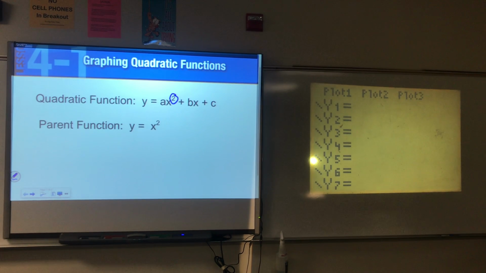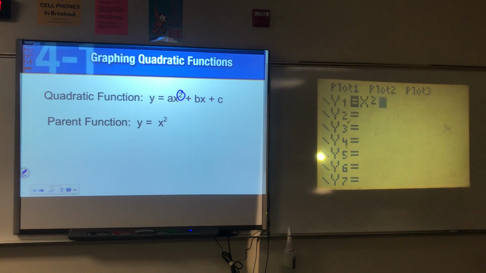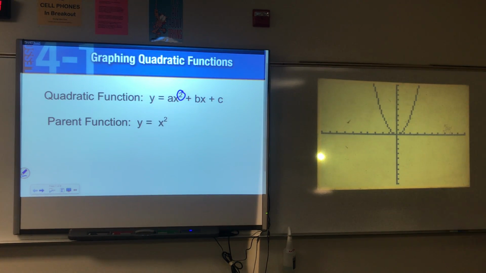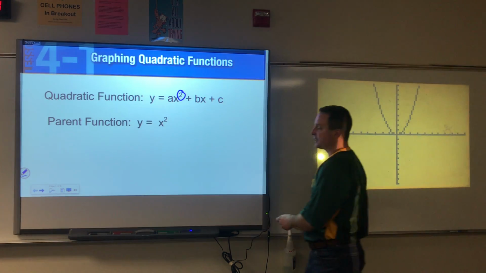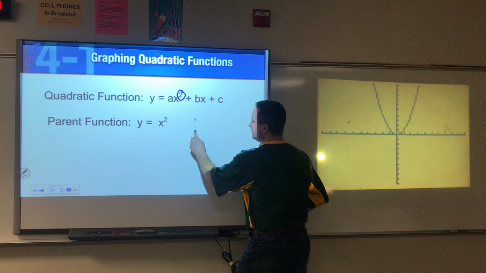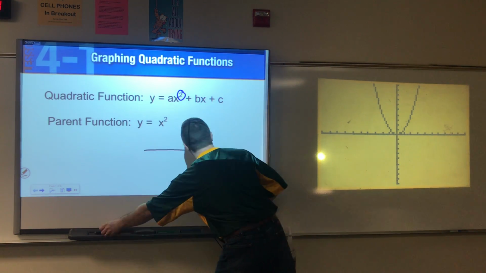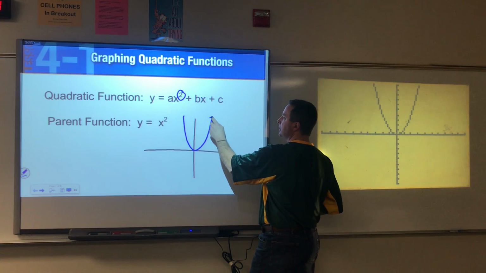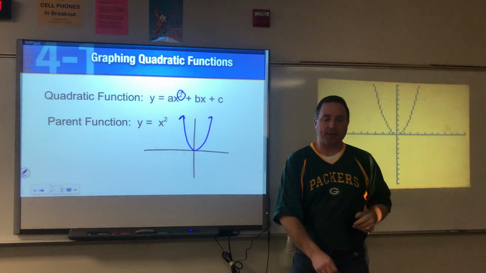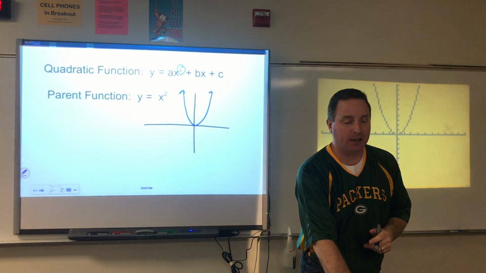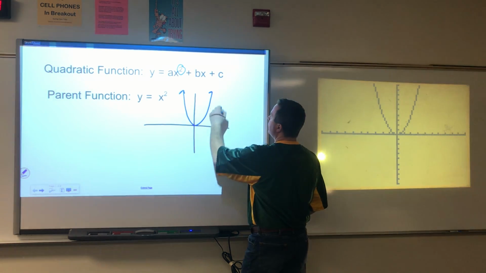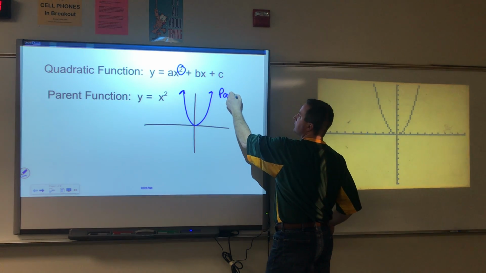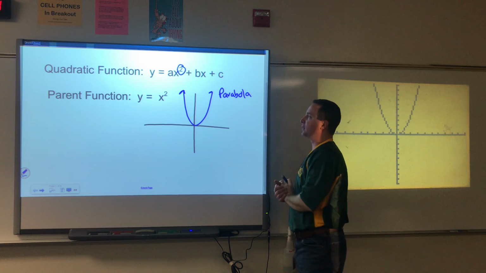I'm going to go to y equals and enter x squared, and take a look at its graph. You can see right there it's this U-shaped thing. I'm going to make a little sketch of one right over here, and it looks something like this. There's a special name for that thing. It's called a parabola. These things are called parabolas.